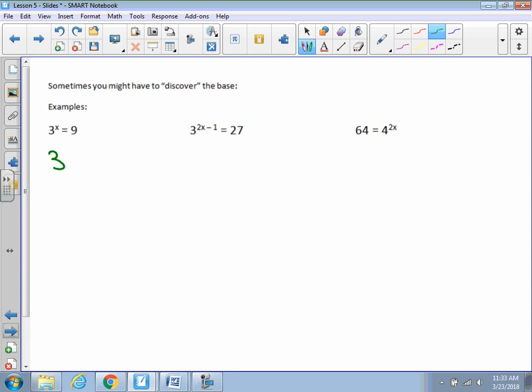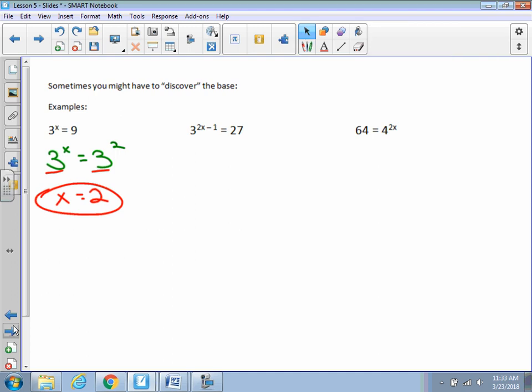All right, so our next one gets a little bit more complicated. We can't as easily figure out what it should be, except we should know that 3 to the third power will get us 27. So I have this. 27 is the same as 3 to the third power. So now that my bases are the same, I can set my exponents equal. So 2x minus 1 equals 3. I'm going to add 1 to both sides, leaving me with 2x equals 4, and then divide both sides by 2, leaving me with x equals 2.